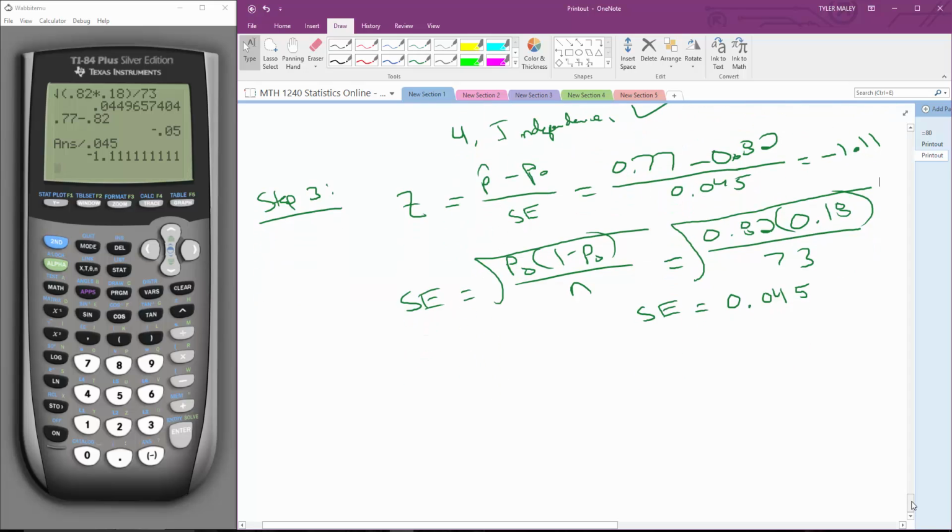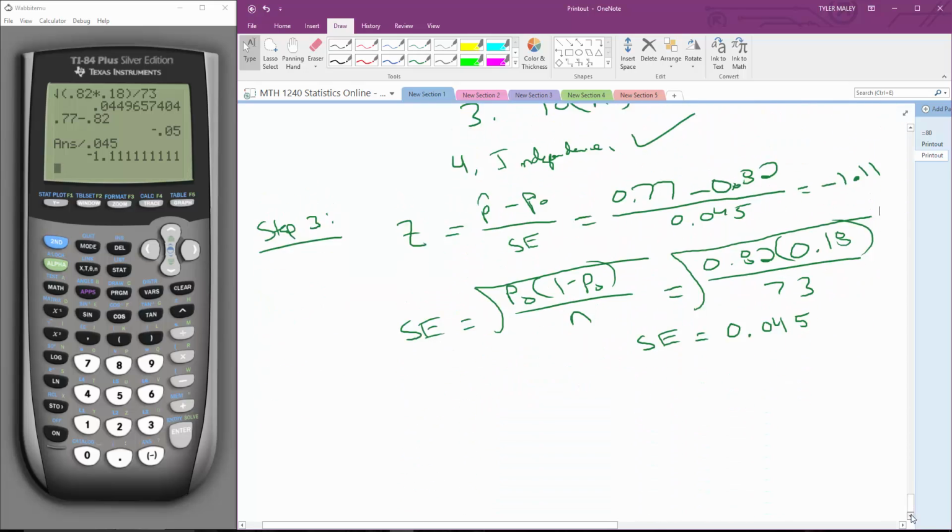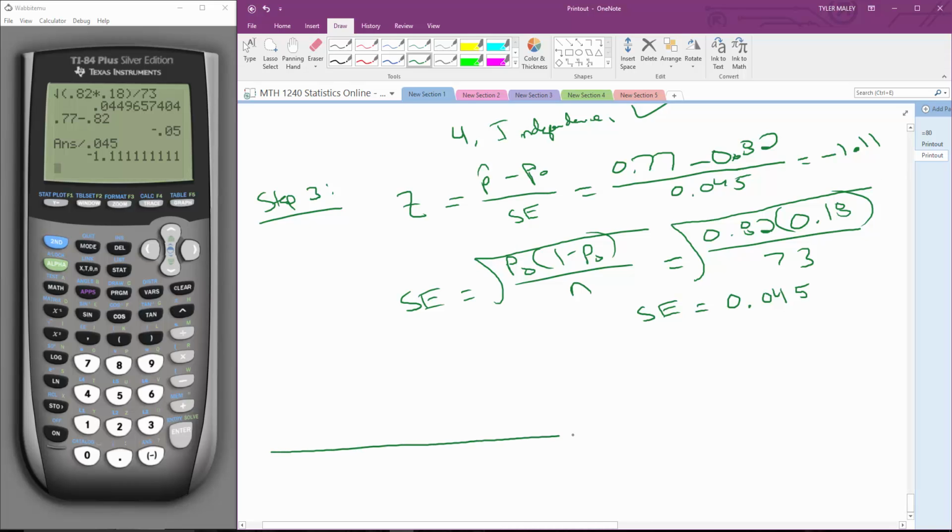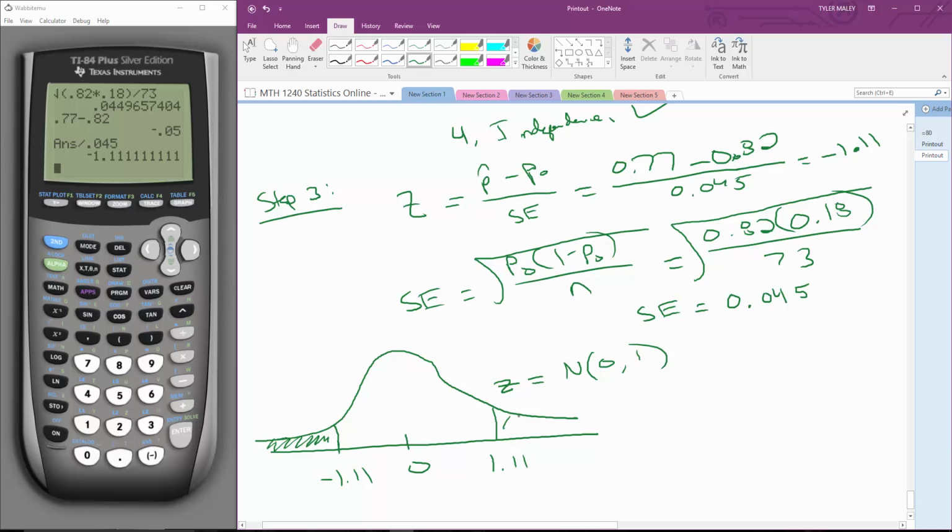So just so we can see what's going on, what you're visualizing here is this z distribution, a normal distribution. So z, remember, is normal with a mean of 0, standard deviation of 1. So here is 0. I got a z statistic of negative 1.11, so this would have some area on the left. But since we have symmetry, if I come over to the z value of positive 1.11, I would get this area. And this area is equivalent to this area, right? Both areas on both sides are the same.